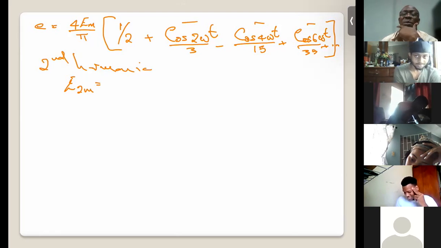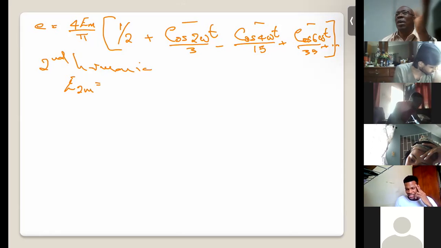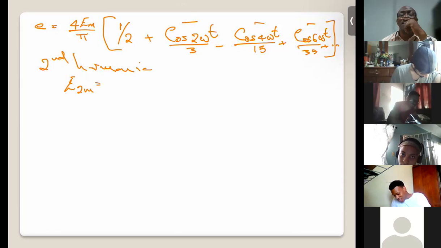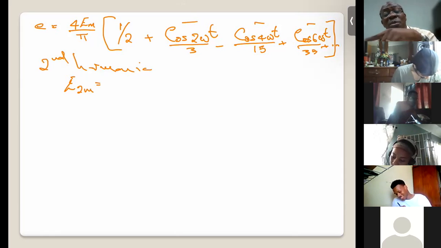What do we mean by amplitude, Mr. Bernard? Sir, from 0 to the highest point, or lowest point. And when you write a sinusoid, what of the sinusoid would represent the amplitude? The part in front of the cos part, sir. Yeah, so what is in front of the cos? Oh, 1. You see 1 there, Mr. Bernard? Do you see 1 in front of cos 2 omega t?